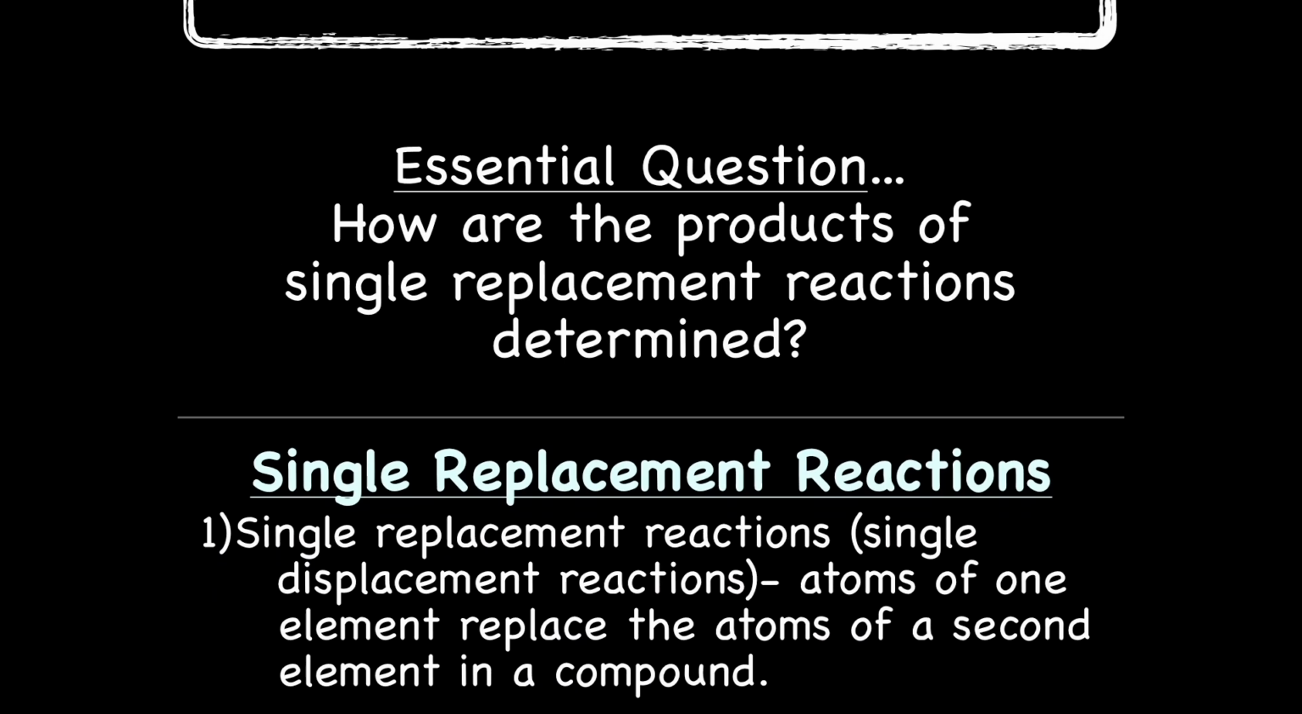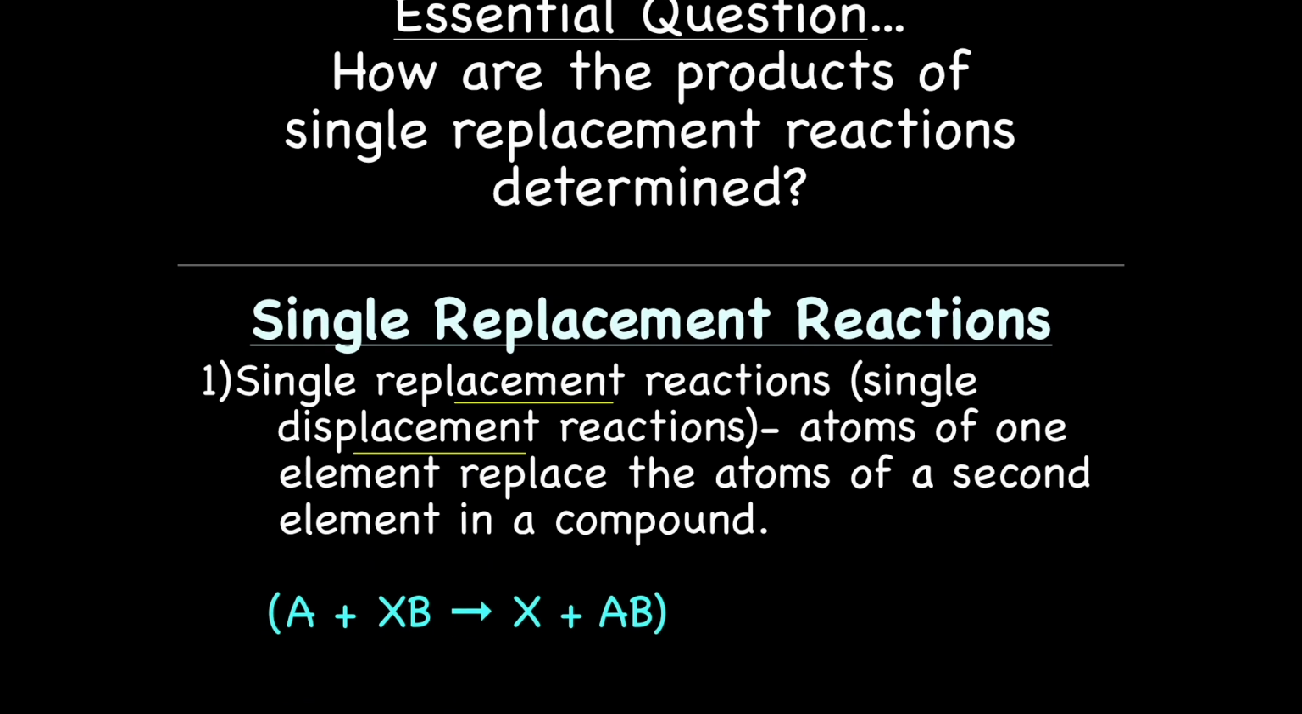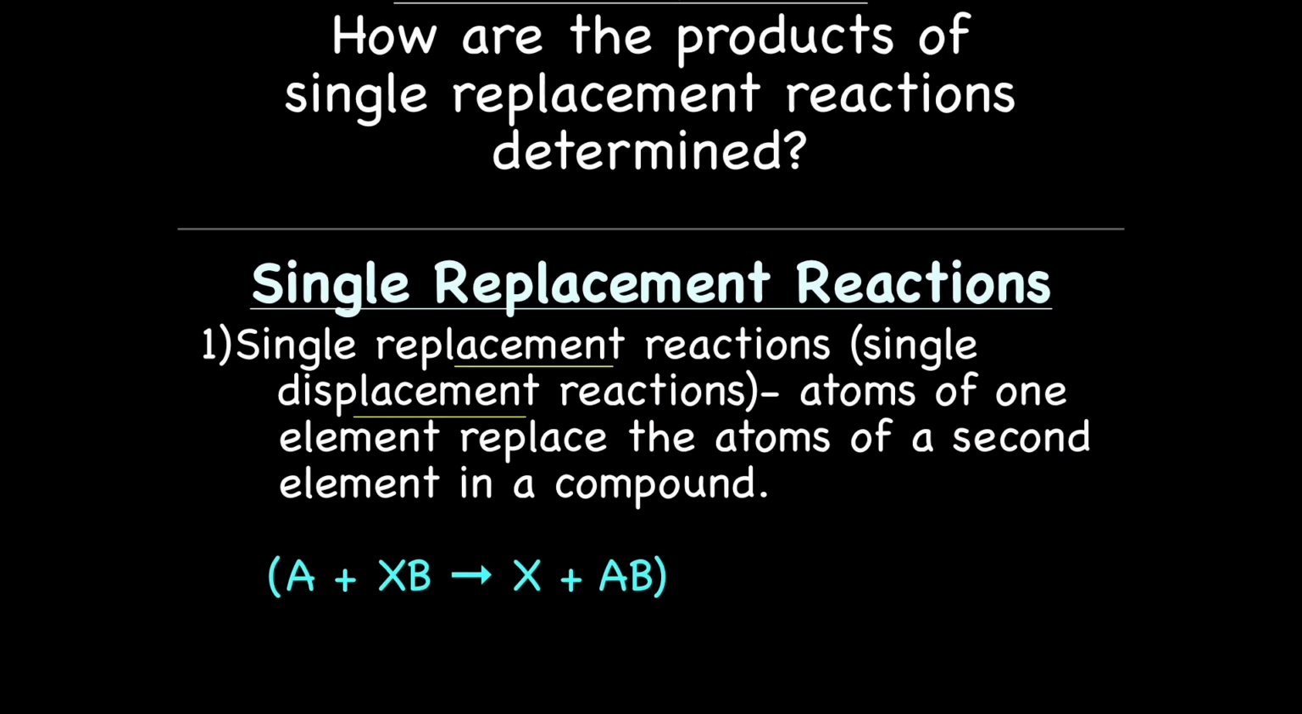So single replacement reactions are also known as single displacement reactions. And during these types of reactions, atoms of a single element replace atoms of a second element in a compound. That sounds a little confusing, maybe not the best sentence, but let me show you the general reaction. Hopefully that helps. So what we're saying here is that our A is some sort of single type of atom.